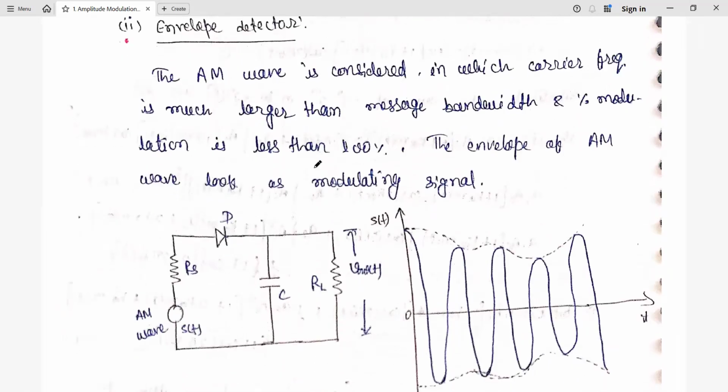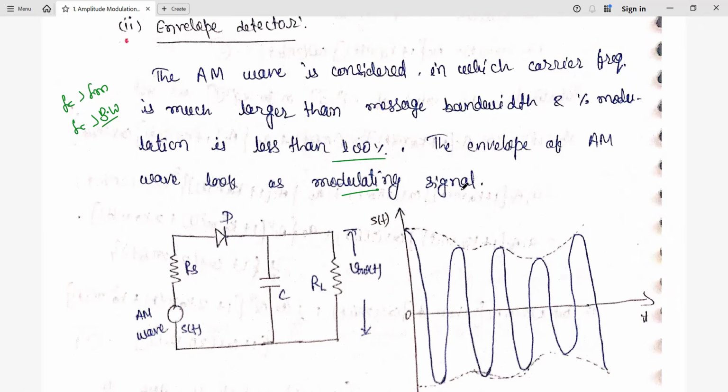So what is the requirement here? We already know that the carrier frequency should be much larger. In terms of message frequency also, fc should be greater than fm, as well as fc should be greater than the bandwidth. Then percentage modulation should be less than 100%, and the envelope of the AM will look like the modulating wave. The modulating wave is the baseband signal, or message signal; we call it both.